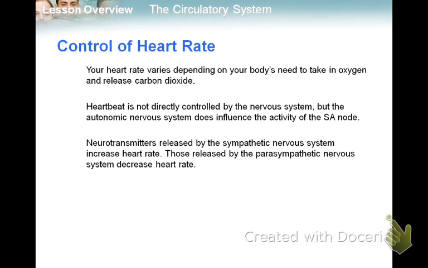Homeostasis dictates trying to keep everything in balance. So the heart rate will change depending on how much carbon dioxide and oxygen is in the bloodstream. The heartbeat is not directly controlled by the nervous system, but the autonomic nervous system influences the SA node. Neurotransmitters released by the sympathetic nervous system, remember stress, increase the heart rate. Neurotransmitters released by the parasympathetic nervous system, remember peace, decrease the heart rate.